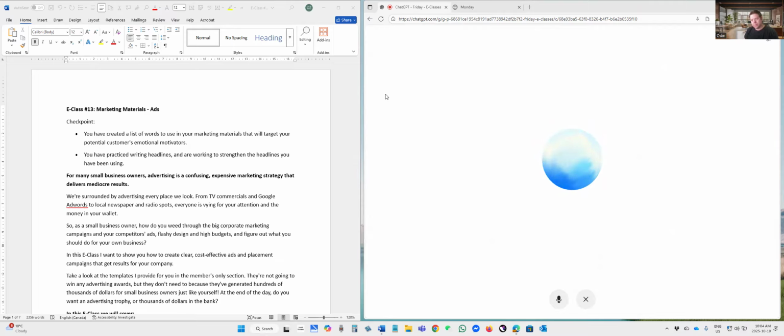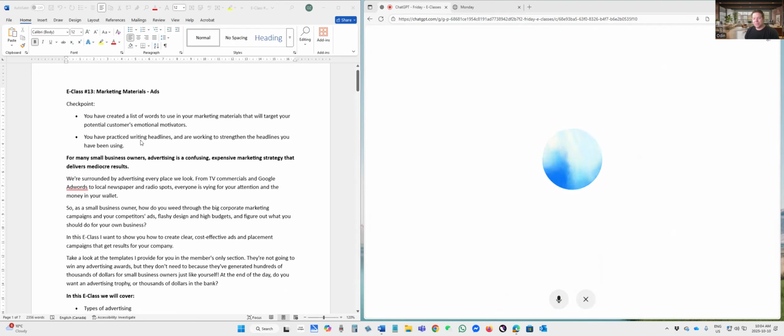All right, I've got the first page ready. I'll read it out exactly as it is. E-class number 13, marketing materials. You have created a list of words to use in your marketing materials that will target your potential customers' emotional motivators. You have practiced writing headlines and are working to strengthen the headlines you have been using.